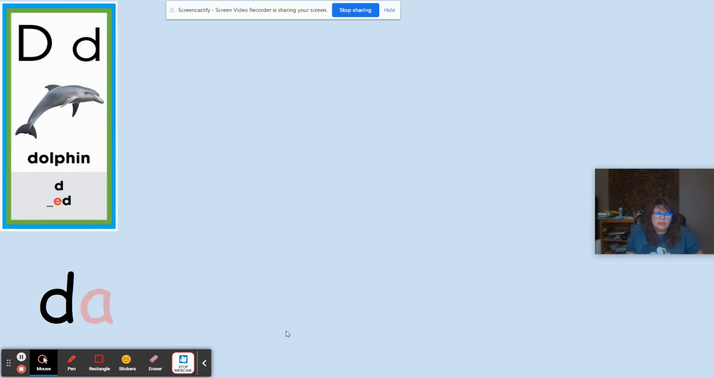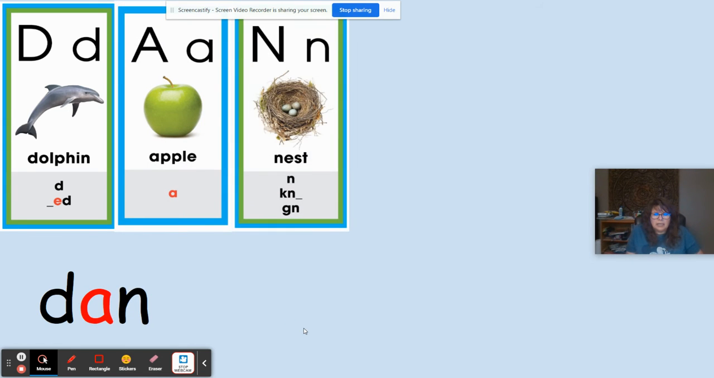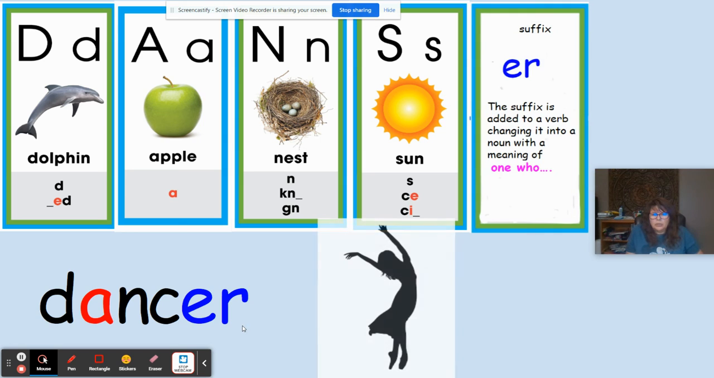D, like in dolphin. A, like in apple. N, like in nest. C, like in sun. Now we have the word dance. Now we want to add the er, but it ends with a silent E, so we drop the E, and now we add er. So it's someone who dances is called a dancer.